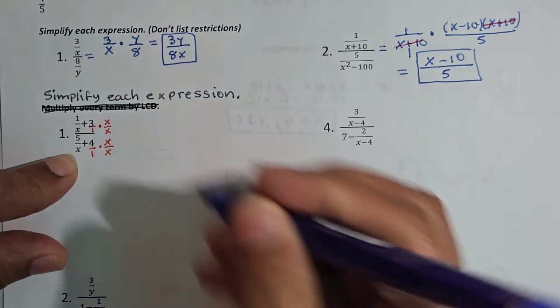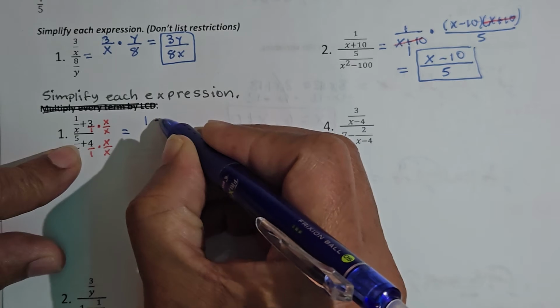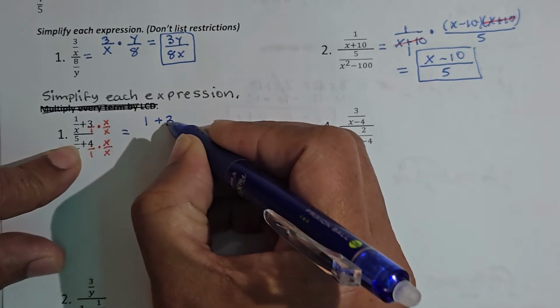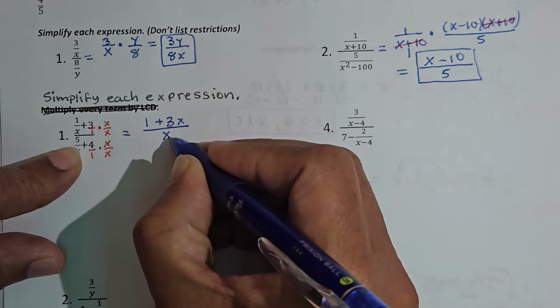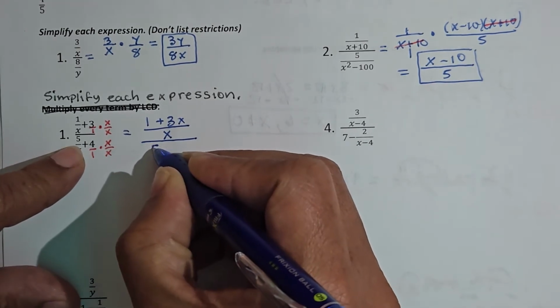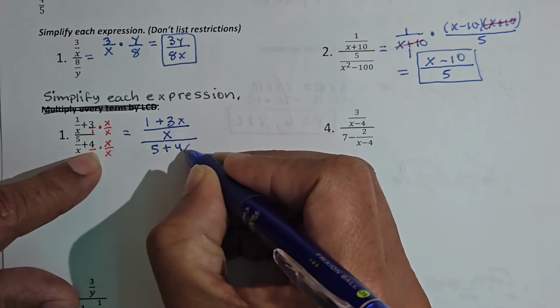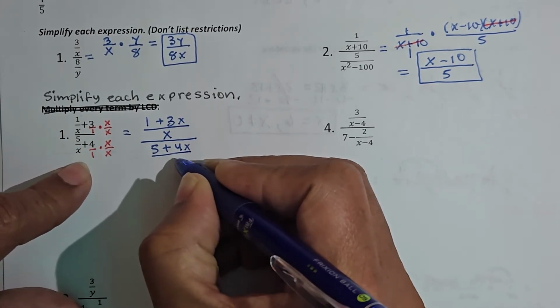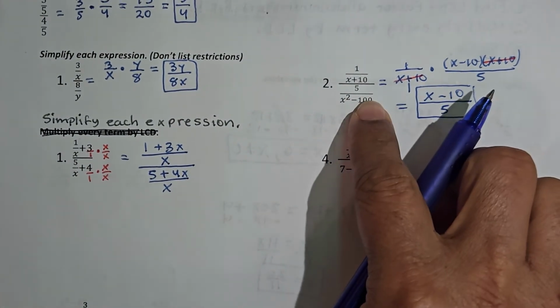Once we multiply by x over x, this becomes 1 plus 3 times x, which gives you 3x, over x, since they have x in common in the denominator, and then divide that by 5 plus 4 times x, which is 4x, and now they both have x in the denominator. Okay, so now we're back to a problem similar to this one here.